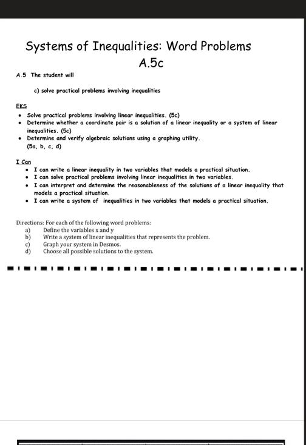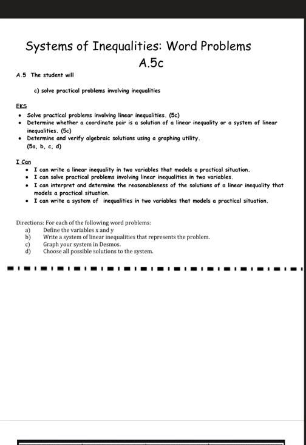So by the end of this lesson, you'll be able to write a linear inequality in two variables that models a practical situation, solve practical problems involving linear inequalities in two variables, interpret and determine the reasonableness of the solution of a linear inequality that models a practical situation, and write a system of inequalities in two variables that models a practical situation.